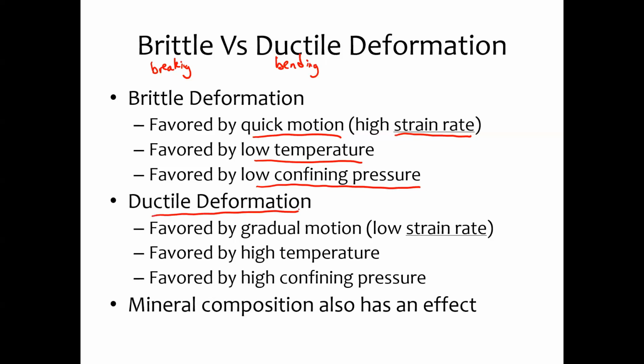Ductile deformation, if your motion is very gradual, you do it slowly over time, you have a low strain rate, we could say, then you will tend to bend rocks more than break them. It's also favored by high temperature and high confining pressure. All of these favor ductile deformation. And so this deformation, since it's a higher temperature and pressure, is more likely to happen deep within Earth. But that's not all. Mineral composition also has an effect. Certain rocks are more subject to brittle or to ductile deformation, depending on the minerals in them.